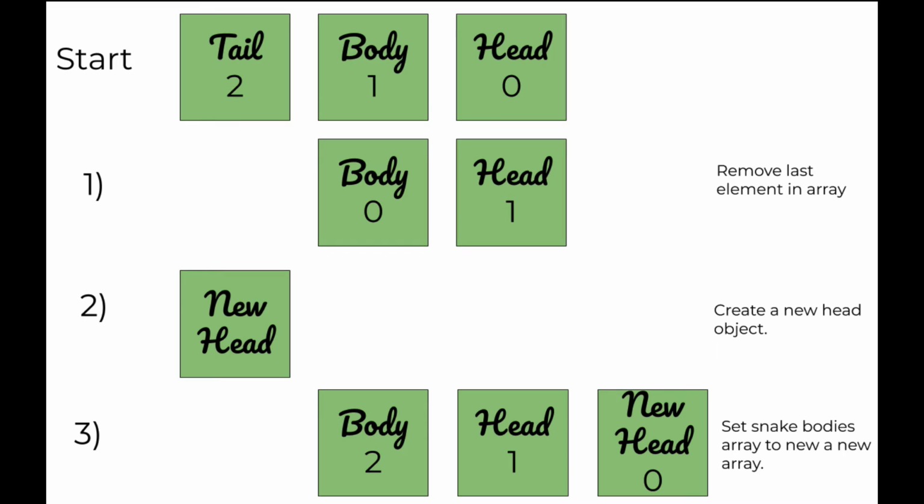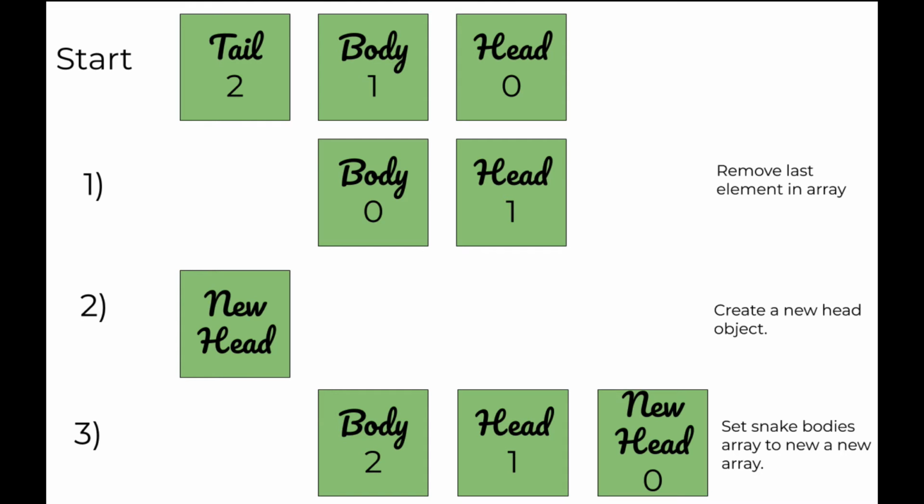The snake movement will work by adding and removing elements in the SnakeBodies array. Let's go over the steps for making the snake move. Step 1. Remove the last element in the array with array pop. Step 2. Create a new element to insert into the array. Step 3. Set the SnakeBodies array to a new array where the first element of the array is the new object, followed by the elements currently in the SnakeBodies array. In Svelte, it won't update the template for the SnakeBodies until it's set to a new array.